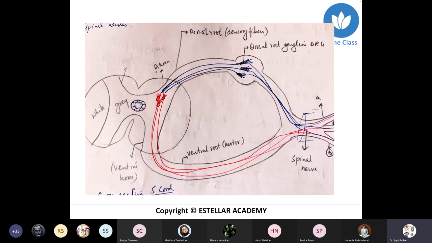Then they come out through the intervertebral foramen. Here there is a vertebra, and on the other side there is one more vertebra. The dorsal root and the ventral root, which are carrying sensory and motor, will mix together and come out as mixed fibers. That is 31 pairs. So draw this and I'll explain how it goes. Quickly. Clear to each and everyone? Shifa, is it clear? Any doubts?